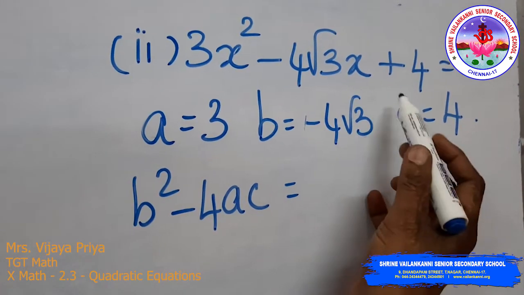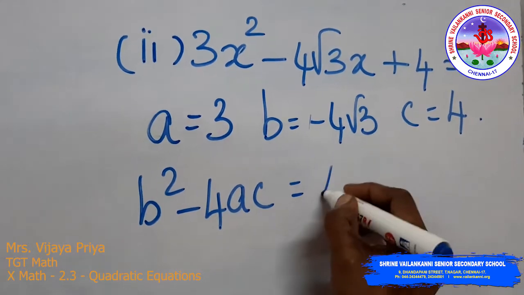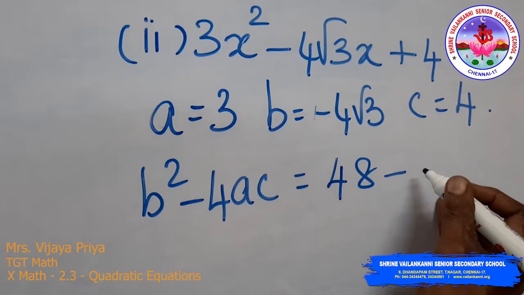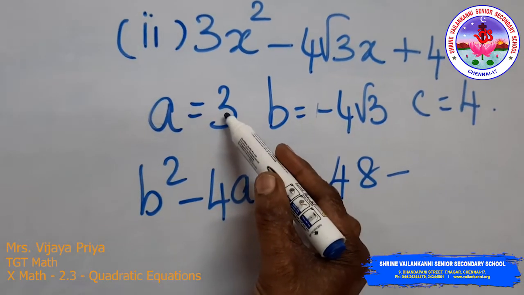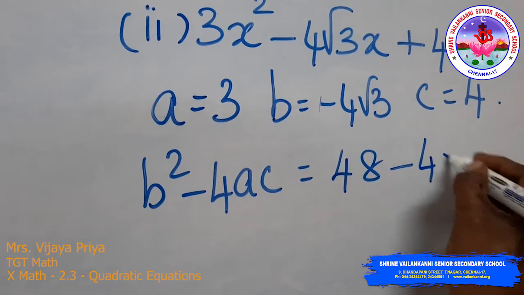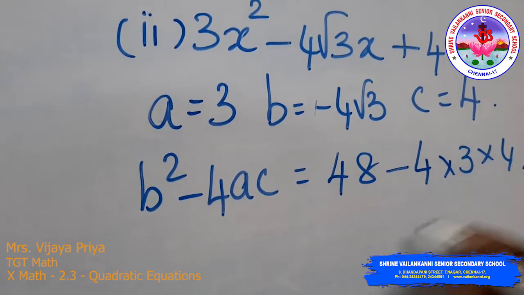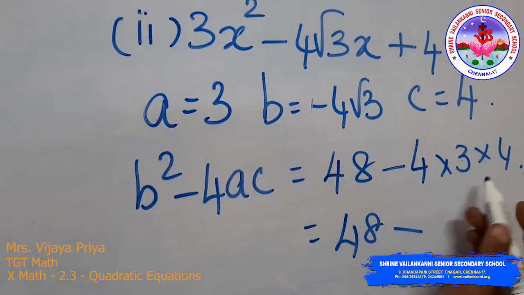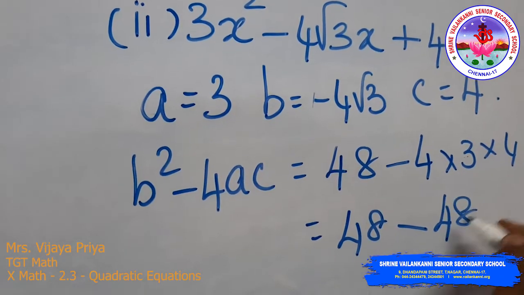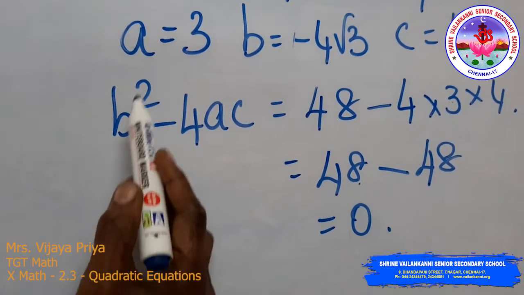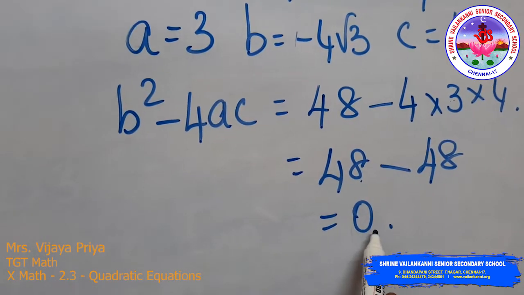Minus to the power of square becomes plus. So you will have b squared is 48. Minus of 4 into a, which is 3. 4 3s are 12. C is 4. So 4 into 3 into 4. So you will have 48 minus 4 3s are 12, 12 4s are 48. So 48 minus 48 is equal to 0. So here b squared minus 4ac is equal to 0.